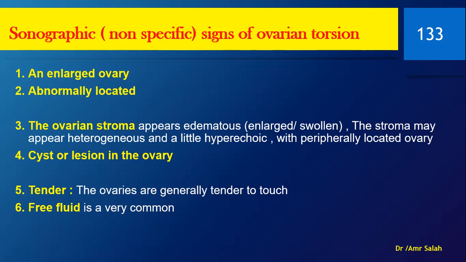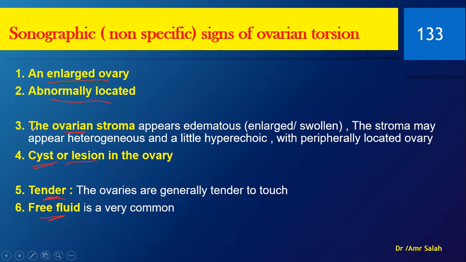Signs, and you have to know them in order to salvage the ovary, as we said, within 6 hours. So what are the signs? The enlarged ovary, the abnormal location, the ovarian stroma would be heterogeneous, might be a cyst or lesion, tenderness by the probe, which the patient cannot tolerate, and the free fluid.